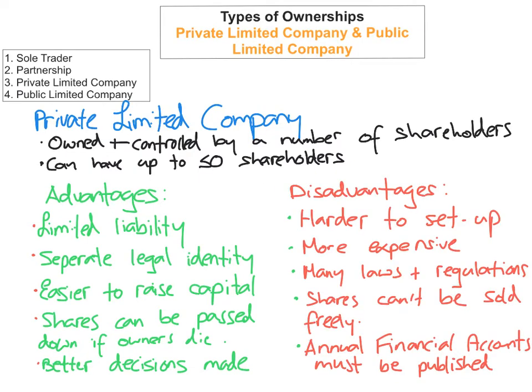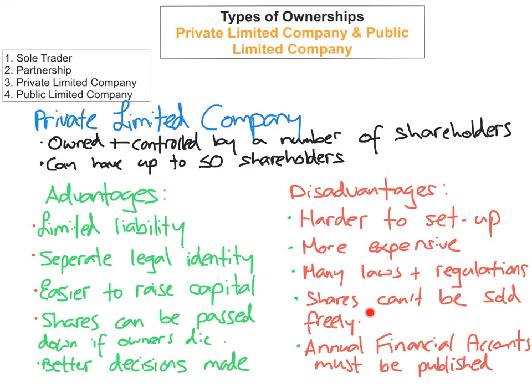Okay, so the next thing we're going to look at is some of the disadvantages of a private limited company. The first one is that it's much harder to set up compared to a sole trader or a partnership. There's a lot more formalities and more forms to fill out. It's also more expensive to set up. The business is subject to many laws and regulations, which makes it more difficult when setting it up compared to a sole trader and partnership.